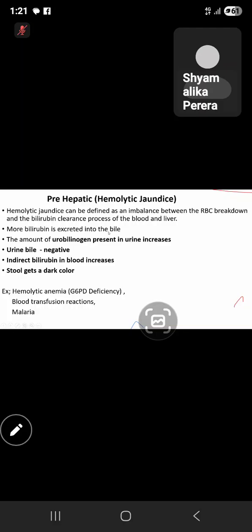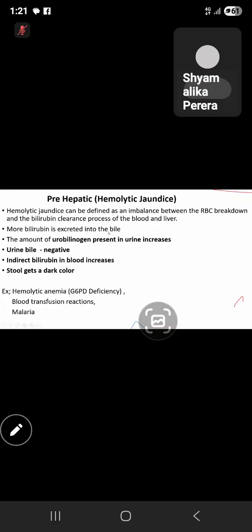Keep in mind, in pre-hepatic conditions, urobilinogen is a normal substance in your urine, but you can observe increased levels of urobilinogen. Sorry, urine bile is always negative, because your liver is functioning properly and it converts whatever amount it receives into conjugated bilirubin. That conjugated bilirubin definitely passes through your gut. Unless your hepatocytes get damaged, there is no release of this bilirubin into the circulation.